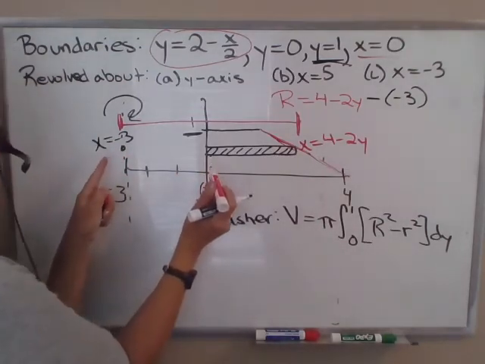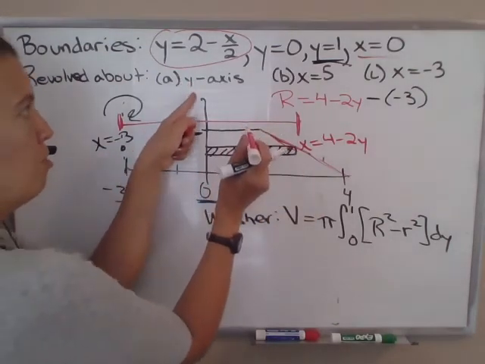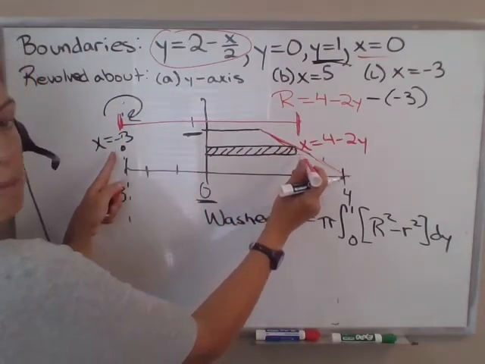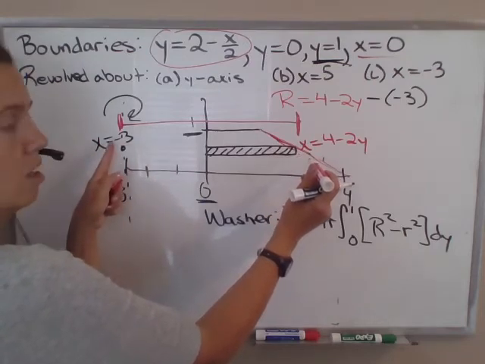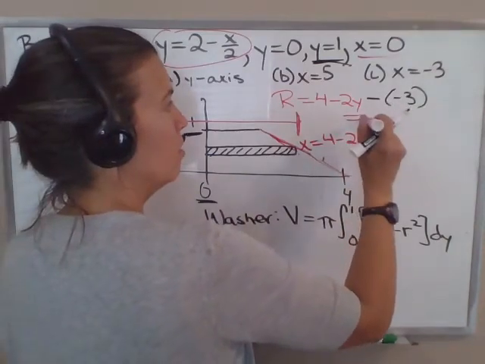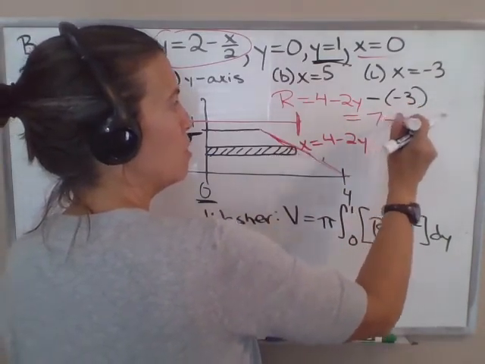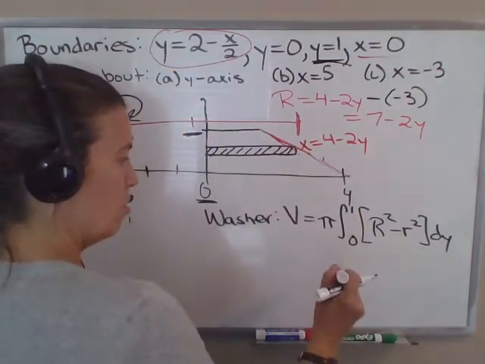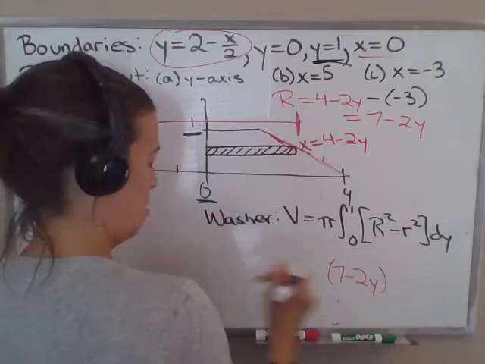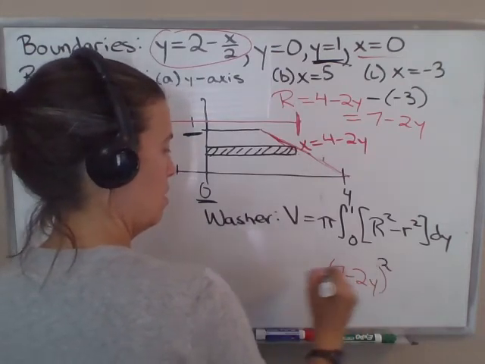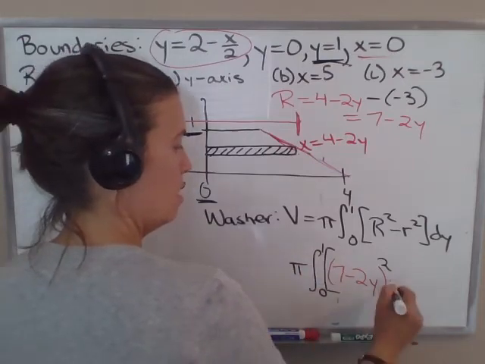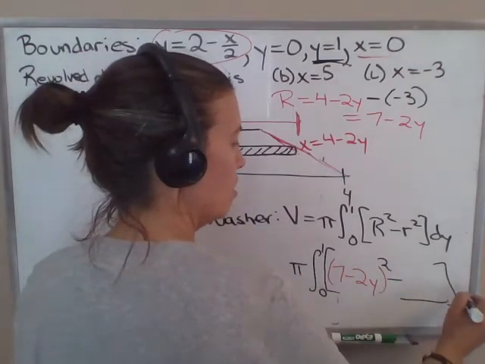We're adding 3 units of space, where in the first problem your radius was just 4 minus 2y. Now it's 4 minus 2y plus 3. So we're adding 3 units to the radius here. I'm going to go ahead and add that on, so this will be 7 minus 2y. So the outer radius in this formula should be 7 minus 2y squared. We've got the pi out front, integral from 0 to 1. Now we just need the inner radius, and we're done.